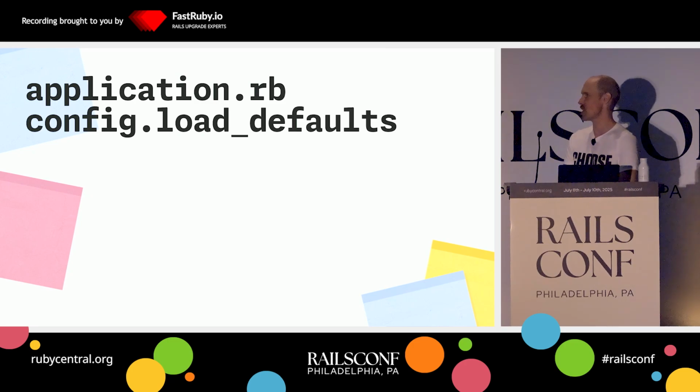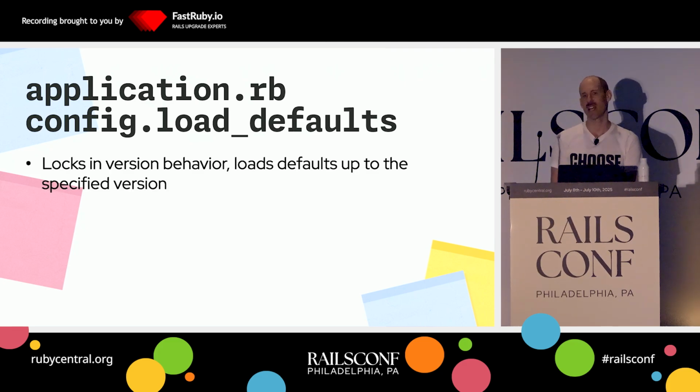So let's talk about application.rb config. Let's talk about application.rb first. There is a configuration setting that was added in Rails 5.1, which we'll get to, called config.load_defaults. And what this tells Rails is what version of the defaults you want to take. It locks in the behavior, and it also does that up to your specified version.